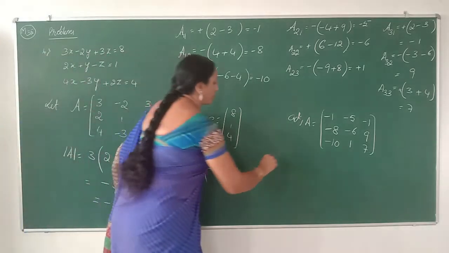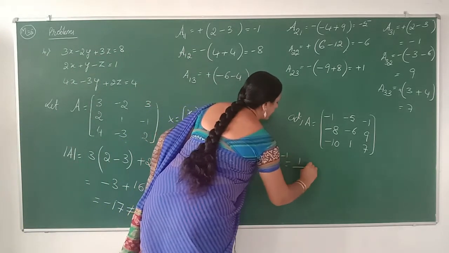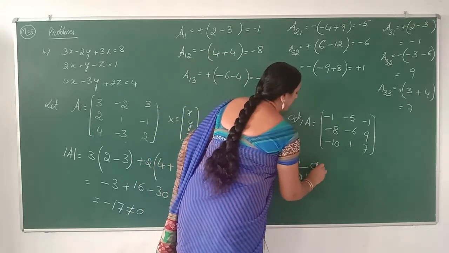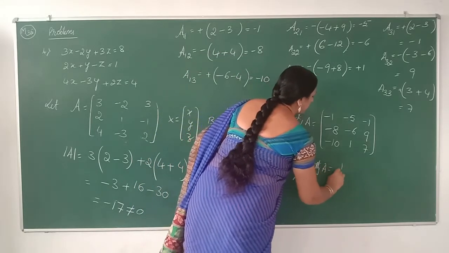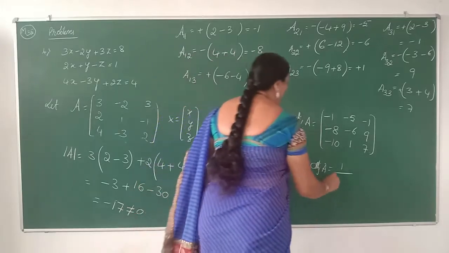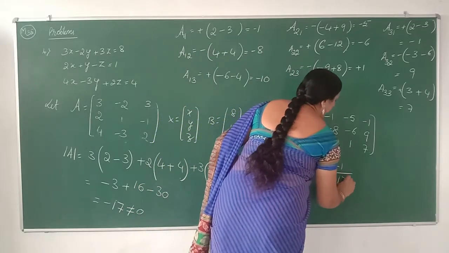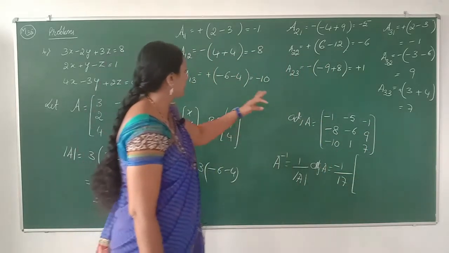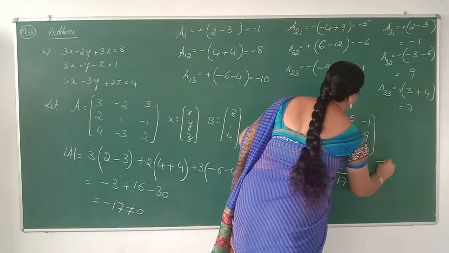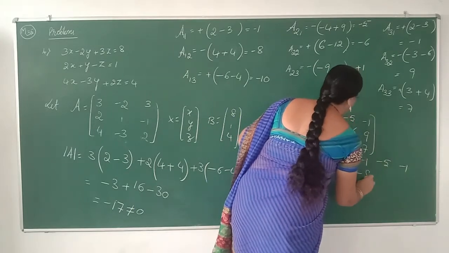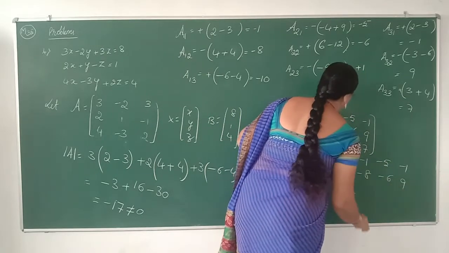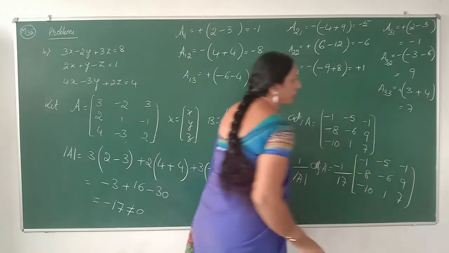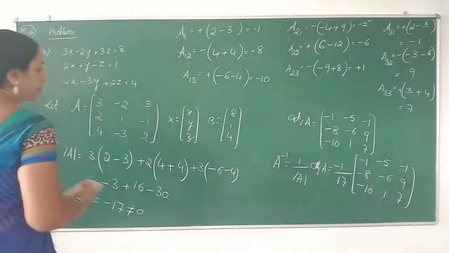After that, by using the A inverse, A inverse is nothing but 1 over determinant of A into adjoint of A. That is, 1 divided by determinant of A, which is minus 17. It can be written as minus 1 divided by 17 into the adjoint: minus 1, minus 5, minus 1, minus 8, minus 6, 9, minus 10, 1, 7. This will be called the inverse of that matrix.